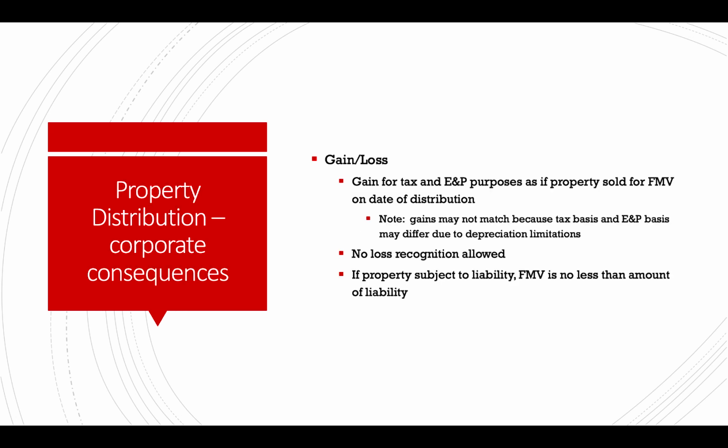And gain or loss, gain for tax and earnings and profits purposes. So this is for the corporation. So these are tax consequences for the distributing corporation. The distributing corporation is distributing assets. They have to recognize gain. So gain for tax and earnings and profits purposes, they have to recognize it like we sold it for fair market value on the date of distribution. So I have a note here, gains may not match between earnings and profits and tax income because the basis may not match because of depreciation. No loss is allowed. So if I realize a loss, I cannot recognize it. And if property is subject to a liability, the fair market value is going to be no less than the amount of the liability.